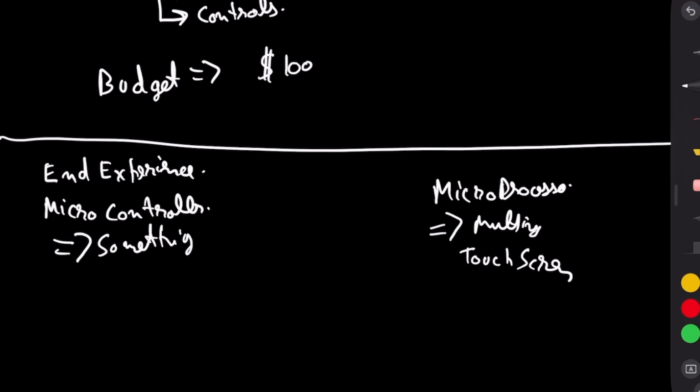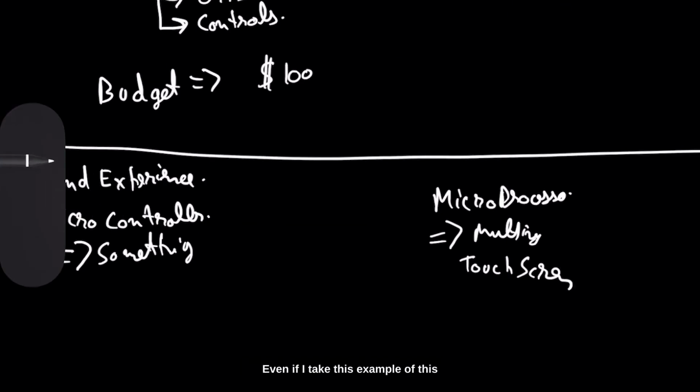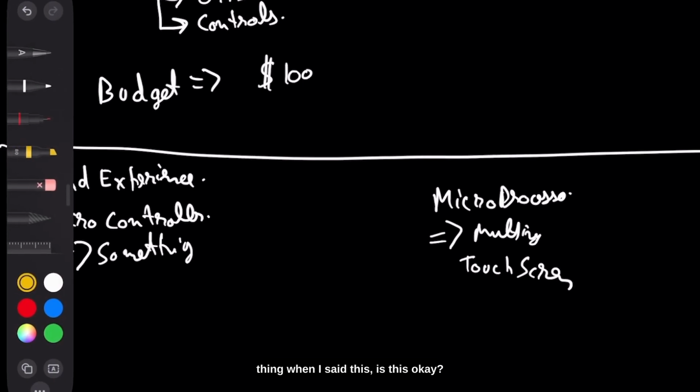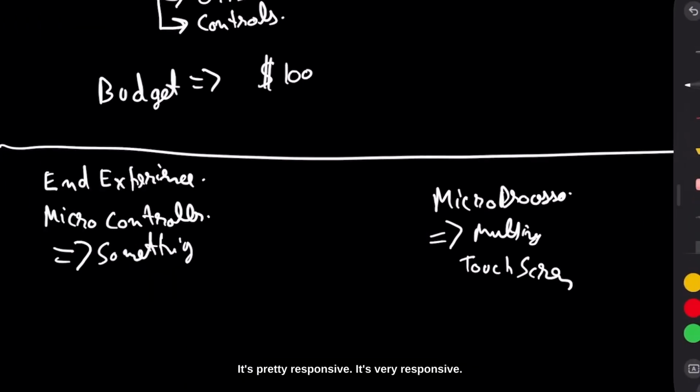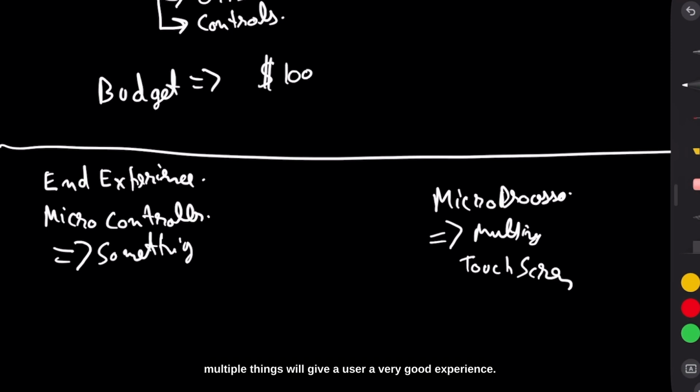Even if I take this example of this thing, when I said this, it's pretty responsive. It's very responsive. It's so smooth. That only happens because we are having a microprocessor. So multiple things can happen at the same time, and that gives a user a very good experience. However, with microcontrollers, that is not going to happen. So that's why you would see microcontrollers being used in places where you don't have a display.